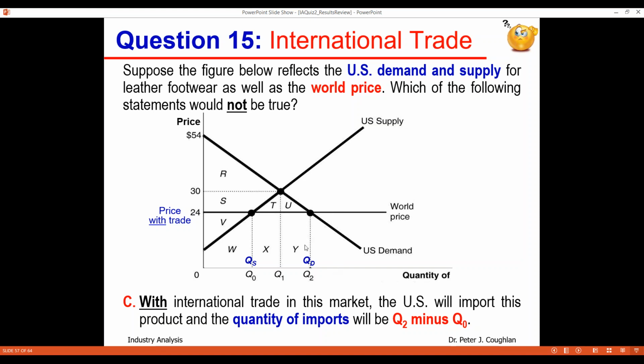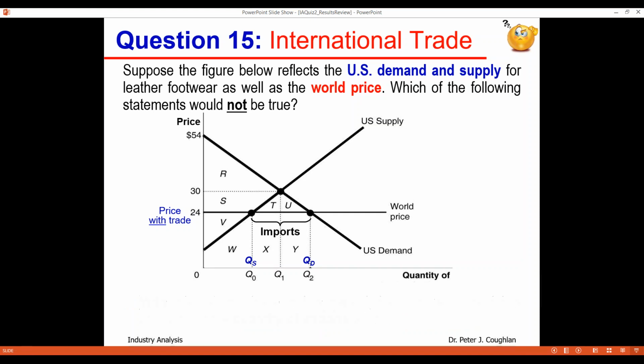Okay, well, let's think about this. If your consumers are buying this much, but your producers are producing this much, then you're buying more than you're producing. Well, the difference has to be the imports. That's where your consumers have to be getting it. So the imports, the difference, is QD minus QS, or Q2 minus Q0. Yes, that is the quantity of imports with international trade. So answer C is correct.